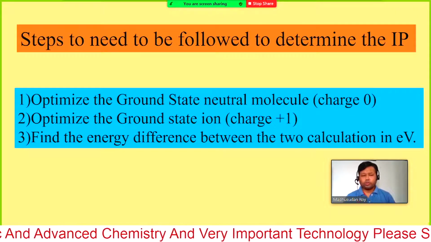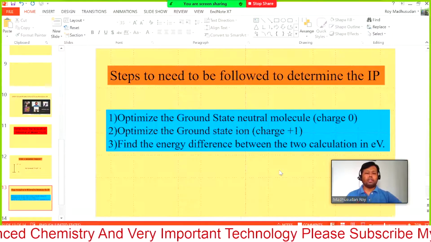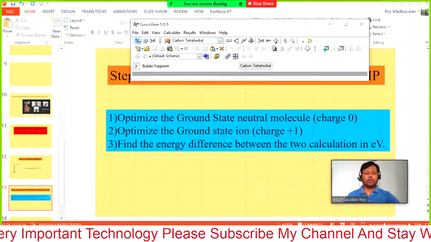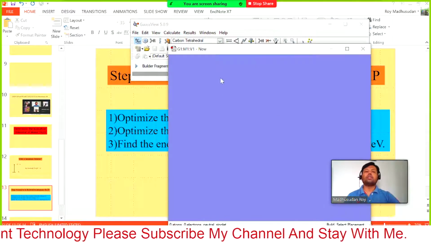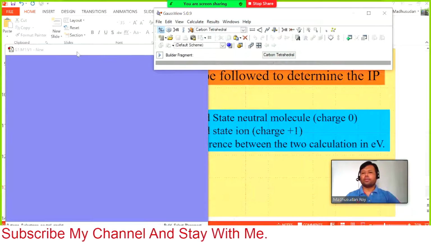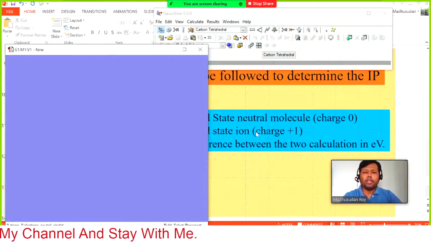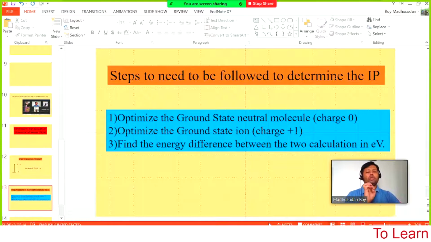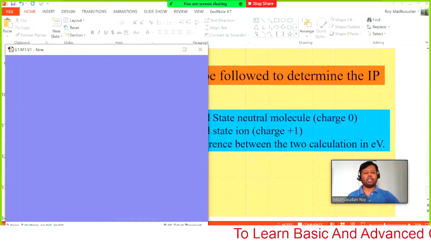So let's move to the program. That means the GaussView, which we are going to use to find out the energy of the molecules. So this is our program. I have mentioned three different steps. First, optimize the ground state neutral molecule. So first you have to draw the water molecule. That we already learned in the last class.